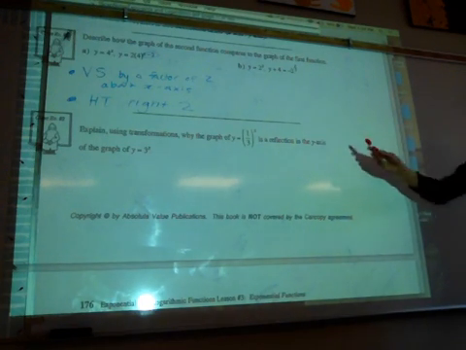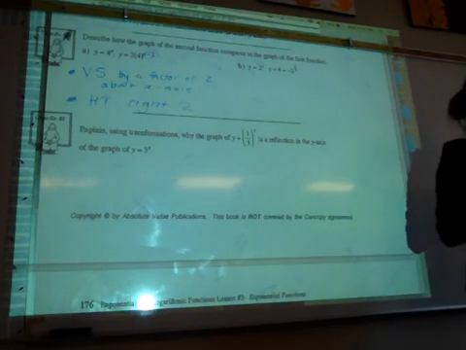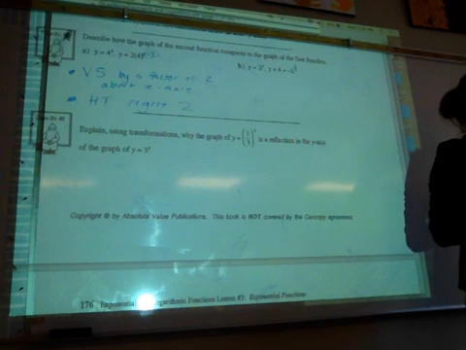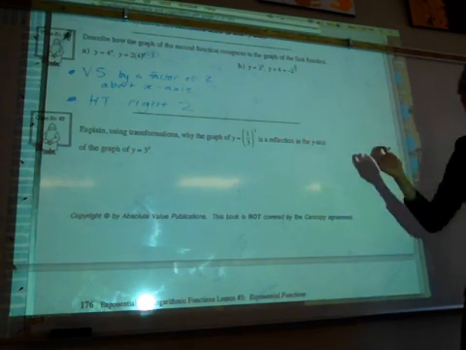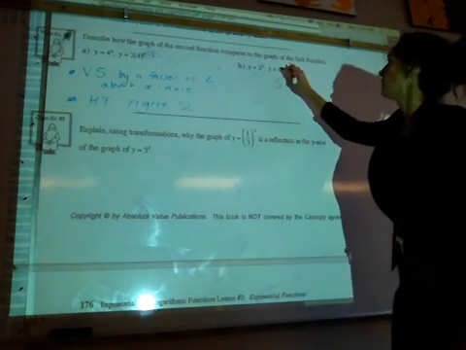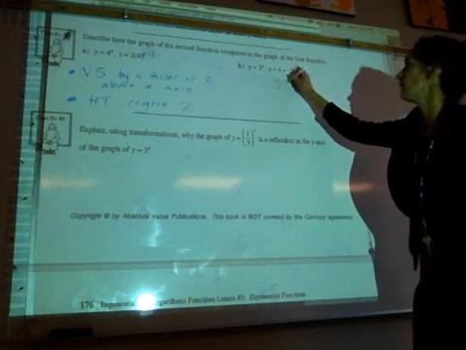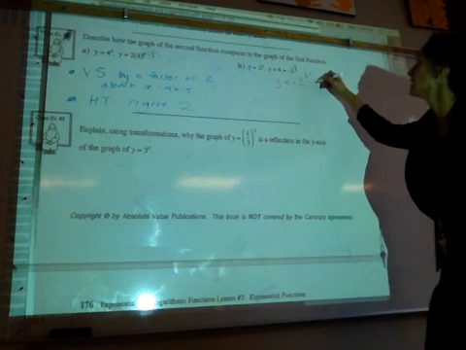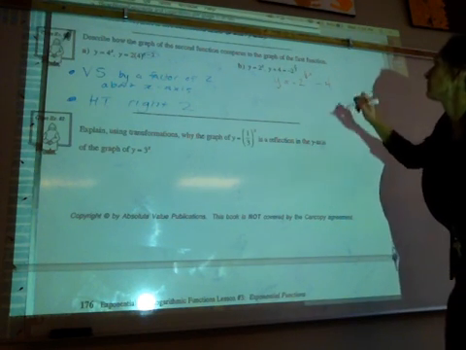Next one, we're starting with y equals 2 to the power of x, and the result is y plus 4 equals negative 2 to the power of x divided by 5. Let me rewrite this one. By moving the 4 to the right hand side, we get y equals negative 2 to the power of 1 over 5 x, and then minus 4.